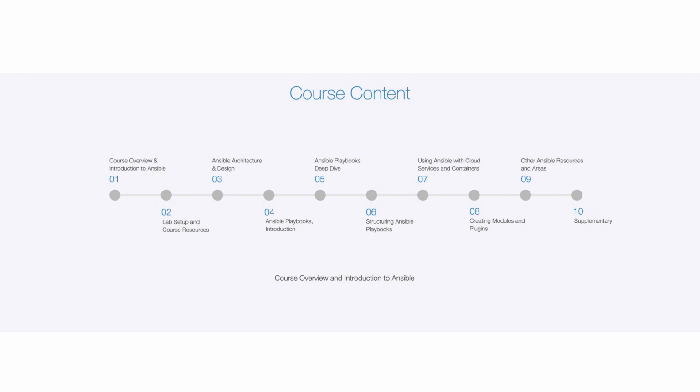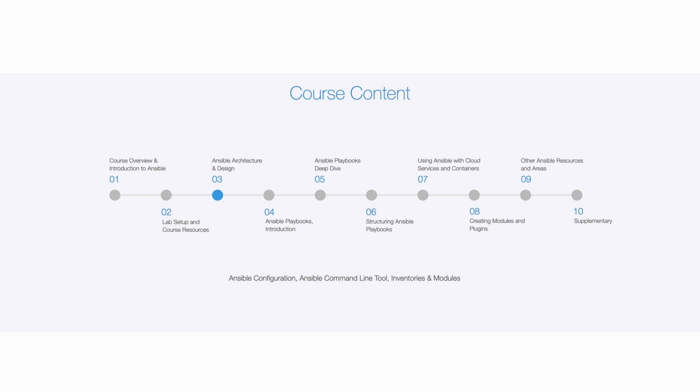Course content. We're currently in the first section, and after this overview, we'll start with an introduction to Ansible. Next, we'll install Docker, a requirement for our lab environment. We'll configure the Ansible lab. We'll set up a trusted relationship between our hosts with SSH, and we'll configure the course code repository.